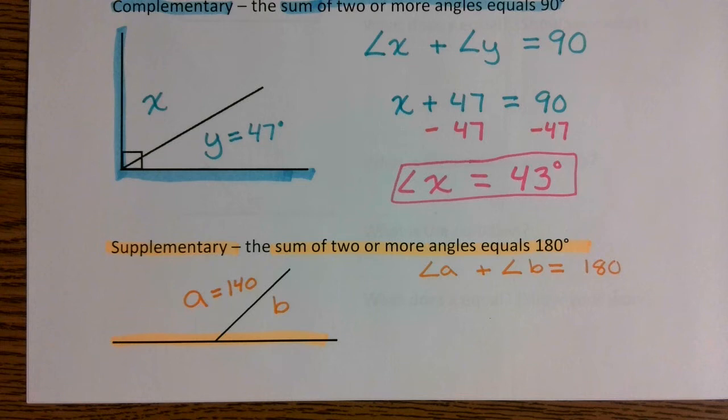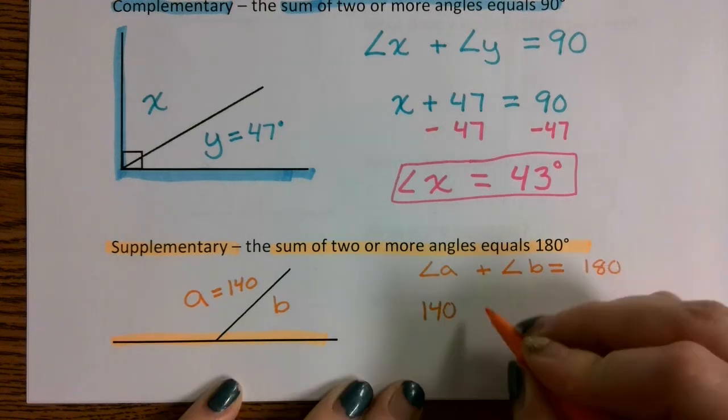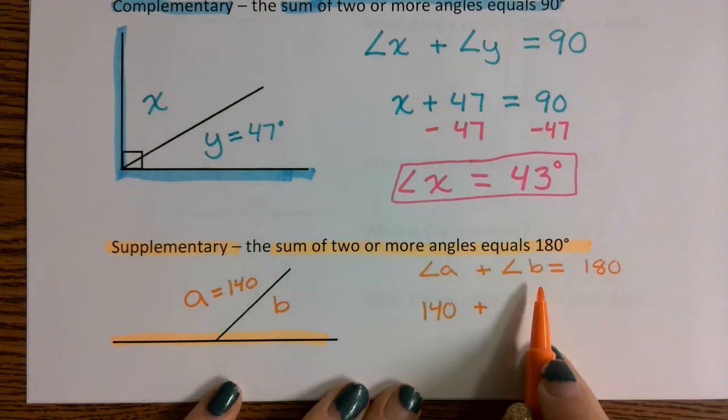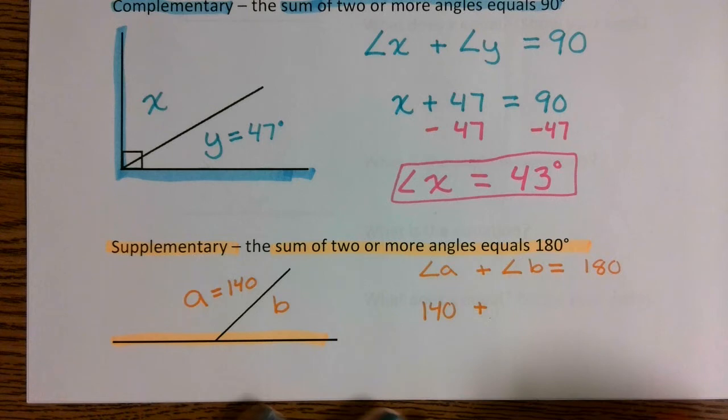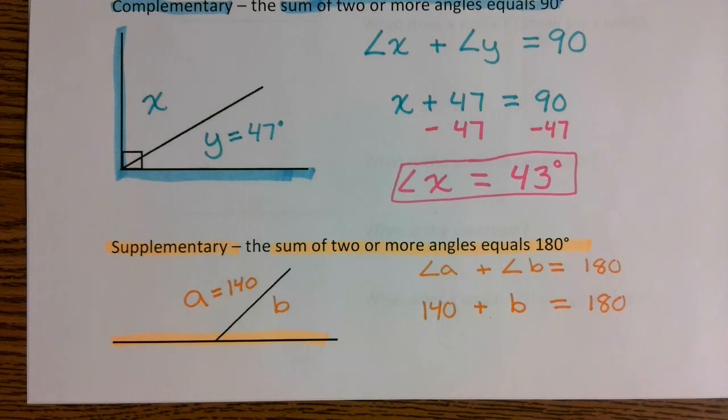Well, do we know what angle A equals? So what can I replace angle A with? 140 plus, do I know the measurement of angle B? No. So what should I put here? Not yet. I don't want to put 40. I'm just going to put the variable, right? B. I'm just going to put B, and that's going to be equal to 180.